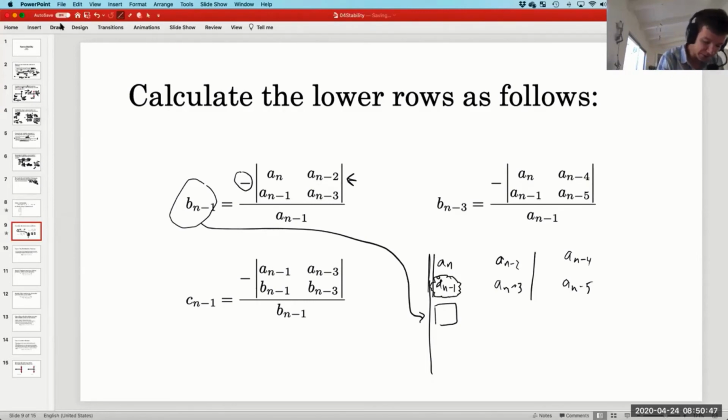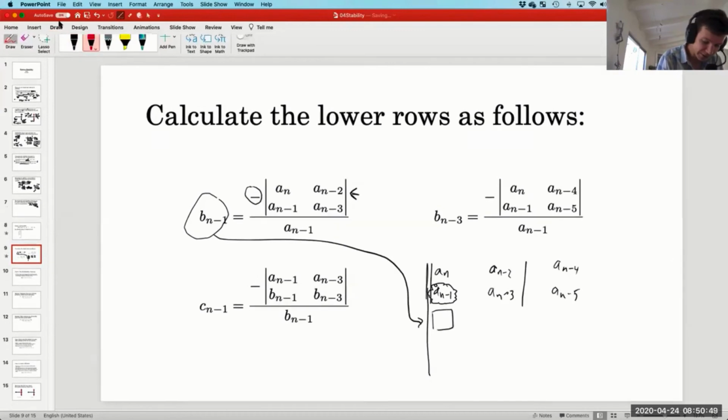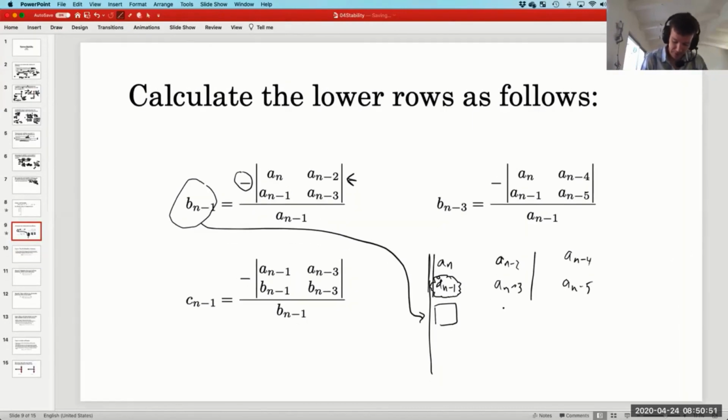So let me change colors. If you want to calculate this, which I'm calling b sub n minus 3, then you take the determinant of this column and that column. All of these determinants take the left-hand column of the rows above as their left-hand column. So this is the same as that.